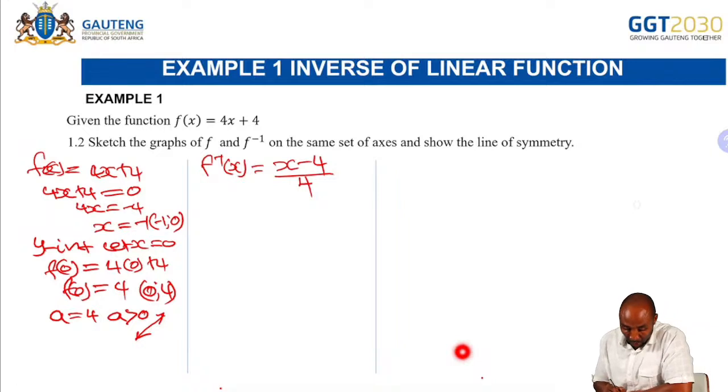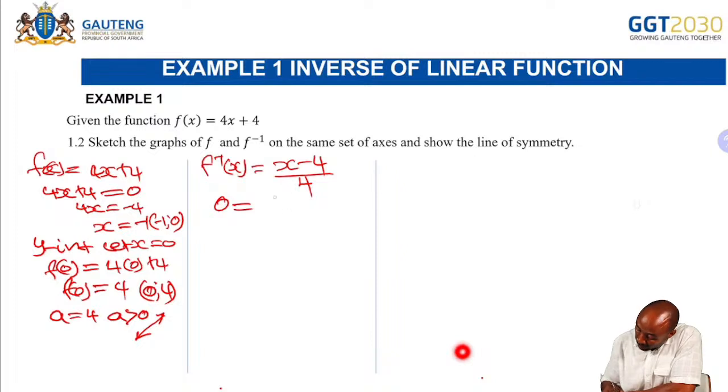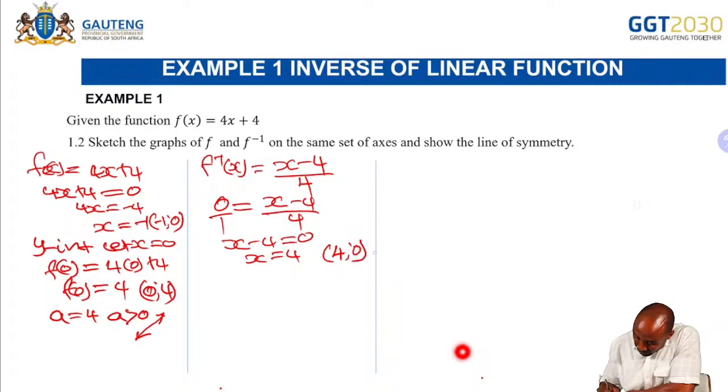Let's move on to our f inverse. So for our inverse, to get our x-intercept, we let this be equal to 0, and we will have 0 is equal to (x minus 4) over 4. This will give x minus 4 is equal to 0, meaning our x is equal to 4. And then this will give our x-intercept as 4 and 0.